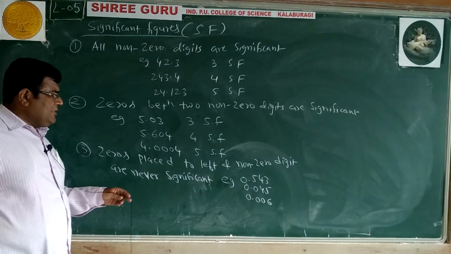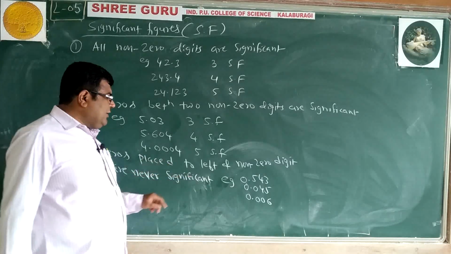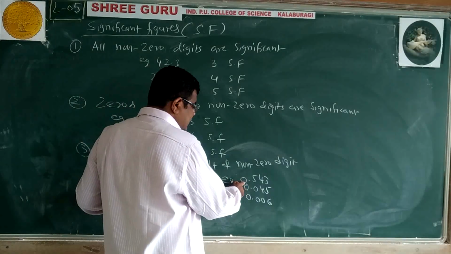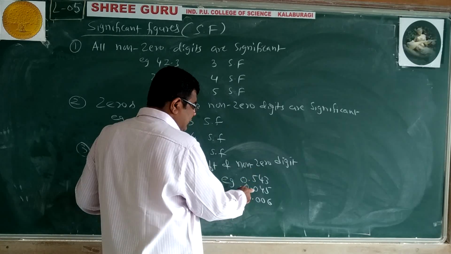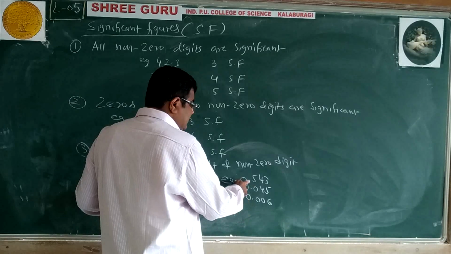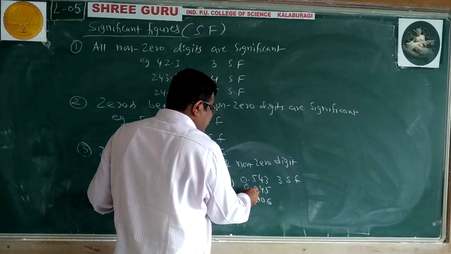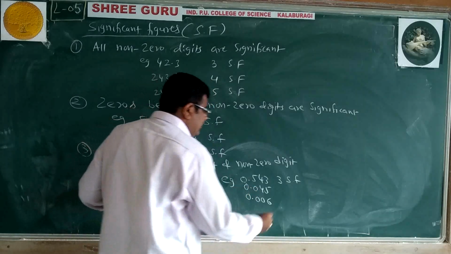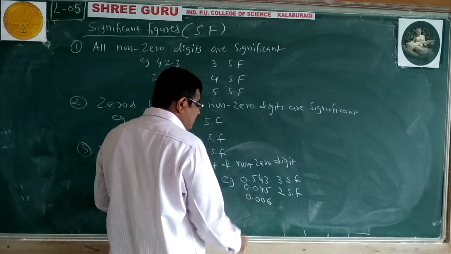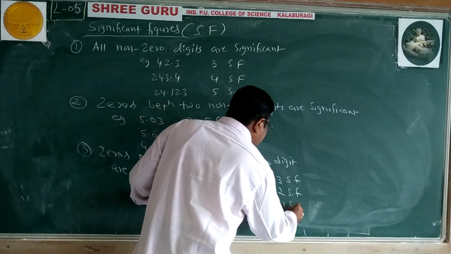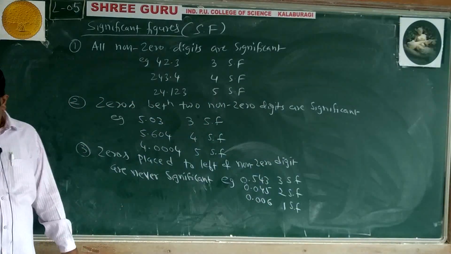So how many significant figures does this number have? Zeros placed to the left, this 0 is placed to the left of the non-zero digit, 5 is a non-zero digit. So they are not significant. So you can say 1, 2, 3. Only 3 significant figures are there. These zeros are not significant, so only 2 significant figures are there. And these zeros are not significant, so only 1 significant figure we have in this particular number.